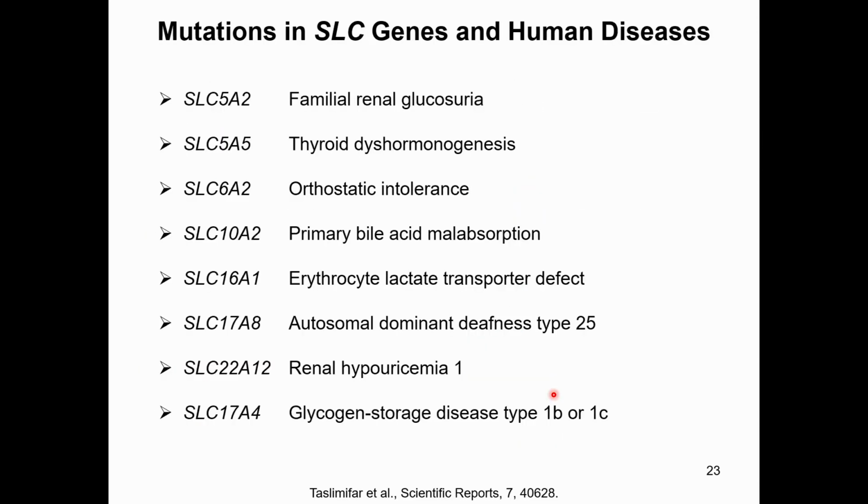You don't have to memorize this list, but I do want you to know that there are many rare genetic diseases out there, and these are just a list of several rare genetic disorders caused by mutations in SLC genes. So these are transporter-based rare genetic disorders, and there are a whole bunch of them. They all have to do with altered transport across membranes.